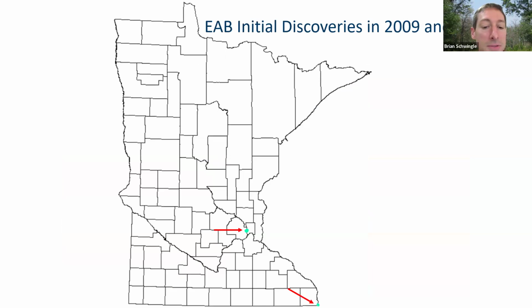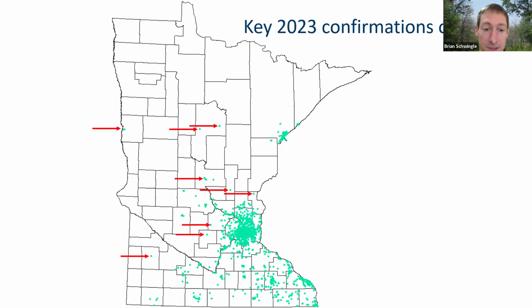So here's where emerald ash borer was first discovered in Minnesota in 2009 and 2010. I'm going to fast forward to 2023 and show you all the isolated, remote finds of emerald ash borer in 2023. So you can see we found quite a bit of isolated new finds in 2023 in central Minnesota, western Minnesota, and even northern Minnesota. For the first time, we found it on federal U.S. national forest land in northern Minnesota. This should not surprise anybody. We expect this.